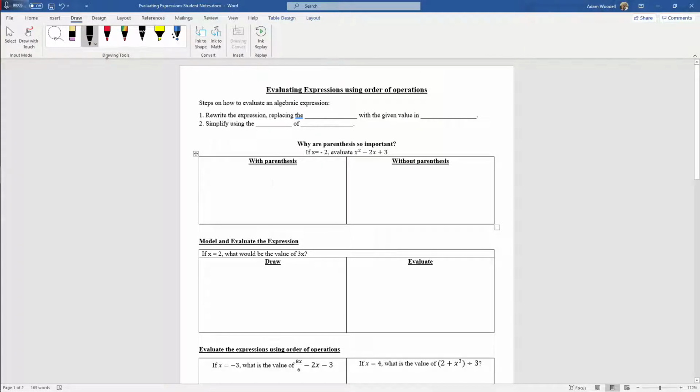Hello class, today we're talking about evaluating expressions using order of operations. So first we have to go over the steps on how to evaluate an algebraic expression. We're going to rewrite the expression, replacing the variable with the given value in parentheses. Then we're going to simplify using the order of operations.